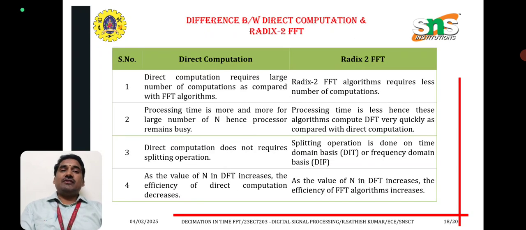Now we can see the difference between direct computation and Radix-2 FFT. Direct computation requires a large number of computations, while the Radix-2 FFT algorithm requires fewer. Processing time is more in direct computation and less in Radix-2 FFT. Direct computation does not require a splitting operation, whereas Radix-2 FFT involves splitting operations on a time domain basis and a frequency domain basis.